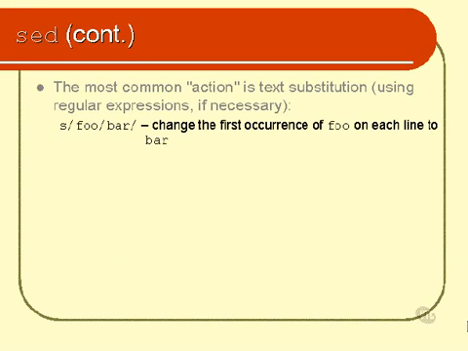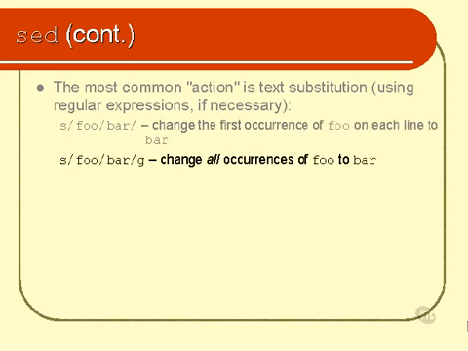So that's a simple text substitution, S for substitute, and if you put a G after the end of the second slash there, then it will actually change all the occurrences on each line from foo to bar, otherwise it will only change the first one.